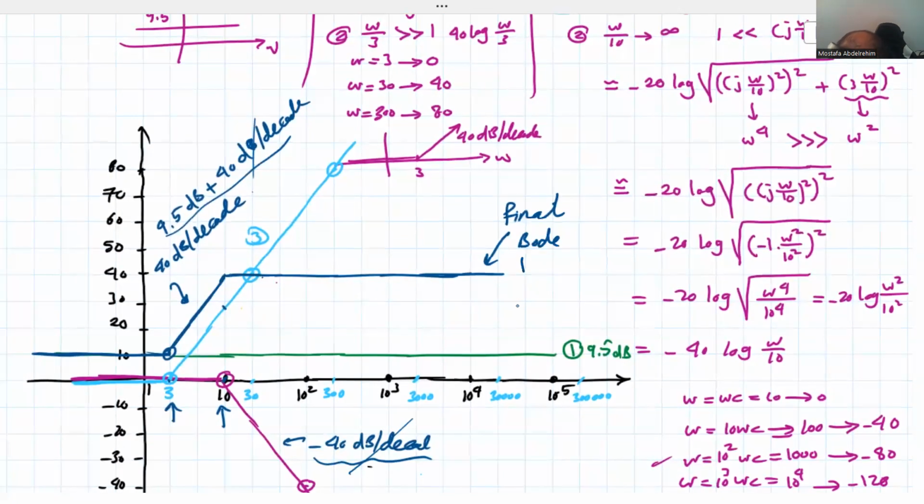Okay, so that's the final Bode plot. And what is that? That's a high pass filter. And it's ugly. Why is it ugly? Because there are no tens or hundreds. It's still like 3 and 10 here. It's not so smooth.